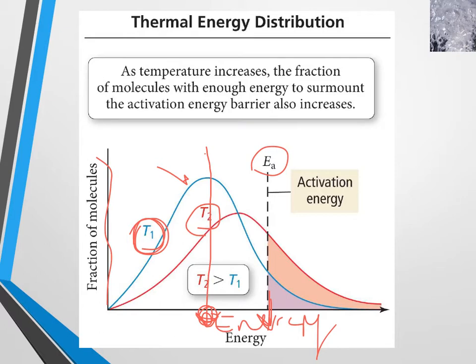So anything below the activation energy is not going to have adequate energy to react. The only reactants that can react are the reactants that have energy equal to or greater than the activation energy. However, now if you increase the temperature, so now look at the red line, that means that the average kinetic energy of the molecules is higher, and because of that, there'll be a much greater fraction of reactants that are able to react.